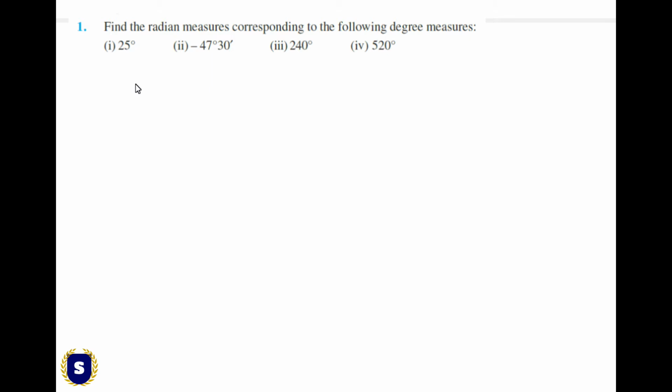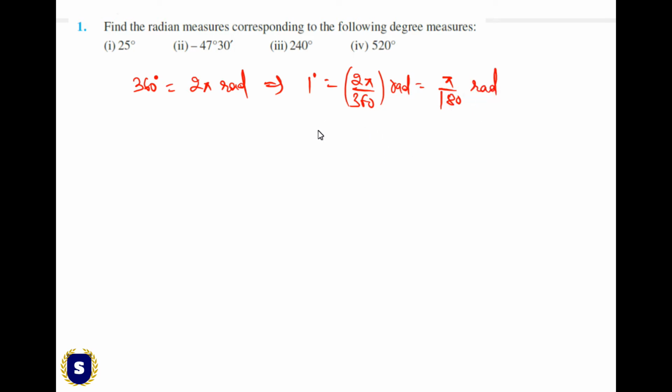So we know that for 360 degrees we can write 2 pi radians, or we can say 1 degree is equal to 2 pi upon 360 radians, that is equal to pi upon 180 radian. So this is the unitary method. Whenever we want to convert any degree value into radians, we will multiply that value by pi by 180. Okay. Let us solve the first part here.